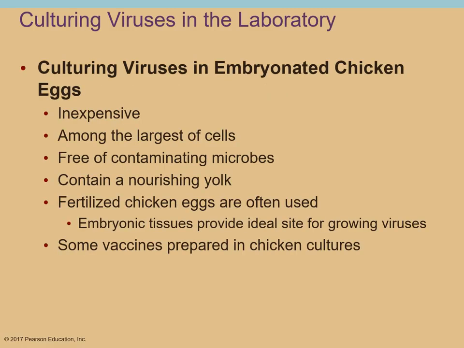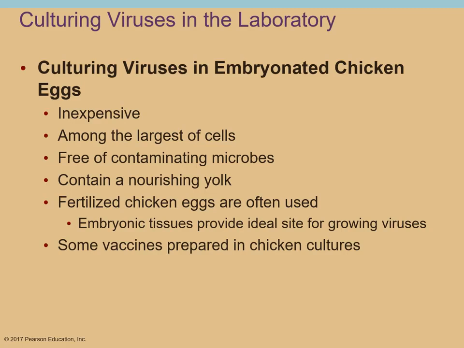Eggs is the way you can culture a lot of viruses in. You use embryonated chicken eggs. It's very inexpensive. An egg is a cell, and it's one of the largest of the cells, and it's sterile on the inside, so you don't have to worry about contamination. The yolk is very nourishing for a virus. So usually you will use fertilized chicken eggs. It's a very high nutrient environment for the virus to grow.